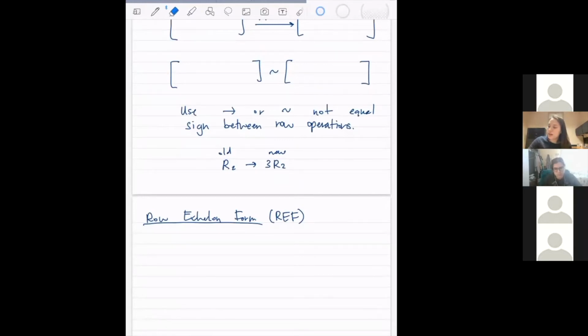Okay. Here is row echelon form. So the first thing is that all rows of all zeros are at the bottom of the matrix.